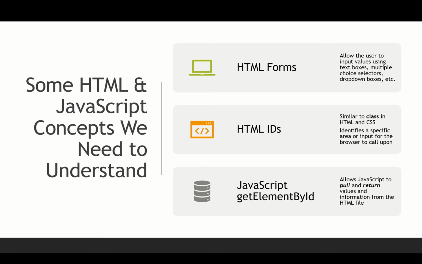We also need to understand what an HTML ID is. We've worked with classes before where you're calling upon a class to stylize it inside the CSS using the class attribute in HTML and the period before the selector in CSS to call upon it. But IDs are a little bit different, and they allow you to identify a specific area or input and name it, and then allow things to call upon it. And then we're also going to need to understand what the JavaScript getElementById function is. And what that allows you to do is pull and return values and information from the HTML file and utilize them inside the JavaScript.